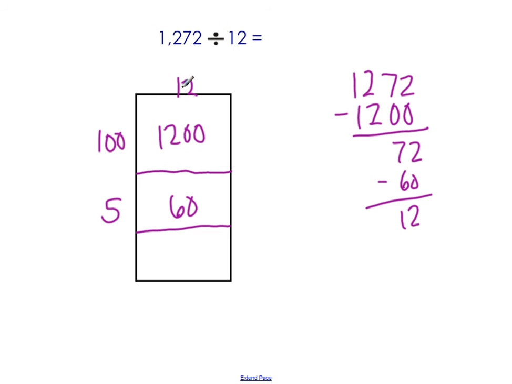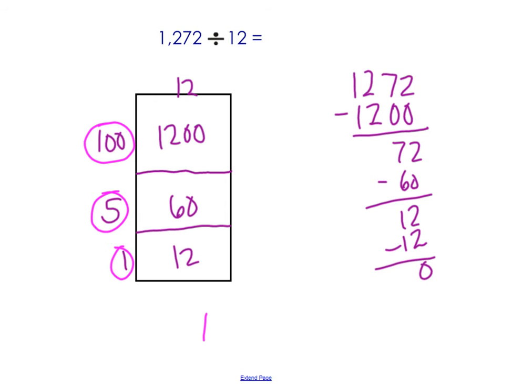Oh, there's another 12. 12 times 1 makes 12. So now I can subtract the 12, and I have no remainder left. So what I have here is 100, 5, and 1. So 100 plus 5 plus 1 is 106. So 1272 divided by 12 is 106.